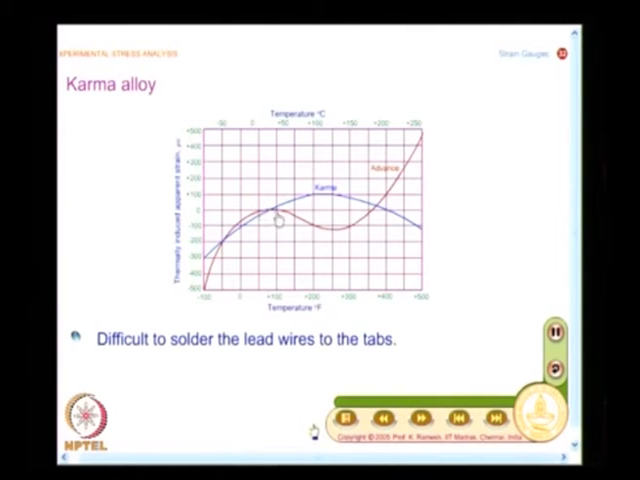And for every alloy there is an advantage and there is a disadvantage. The moment you have a strain gauge made of Karma alloy, it is difficult to solder the lead wires to the tabs. So, what the manufacturer does is, he also sells lead wire connected strain gauges. So, he would solder it in the manufacturing shop itself and then give it to you. So, such strain gauges are also available. So, that makes your life a lot simpler.